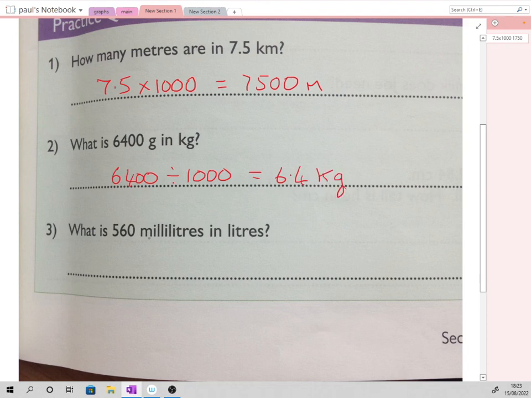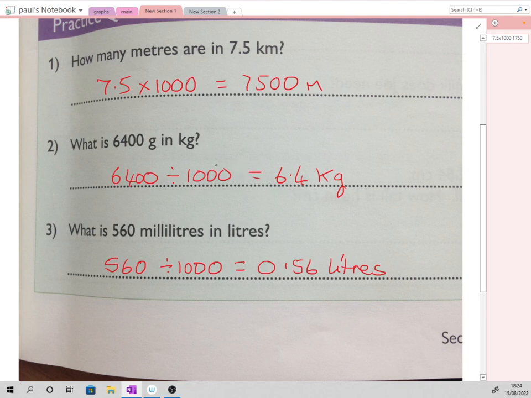And liters, milliliters, yeah? So 560 milliliters in liters. So now there are 1,000 milliliters in a liter, so we have to divide again. 560 divided by 1,000 equals 0.56 liters. Yeah. So you're going backwards and forwards, backwards and forwards. This is going to be a part of a question, and you don't want to get stuck on this bit because it stops you doing the rest.